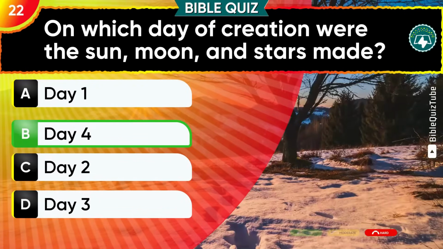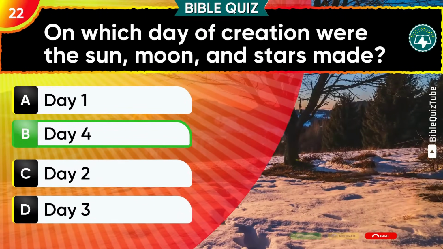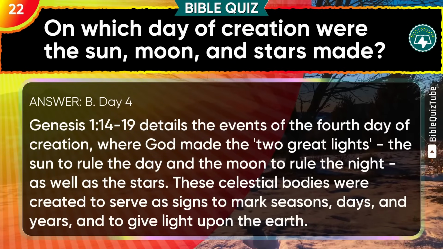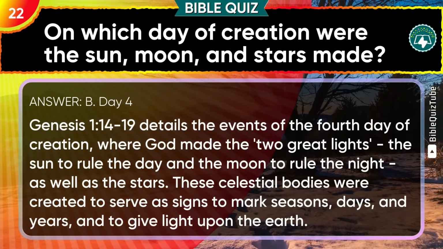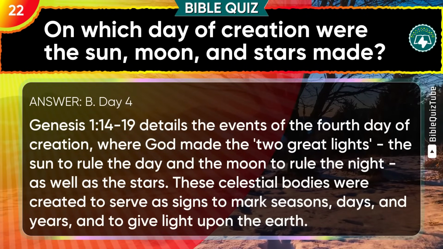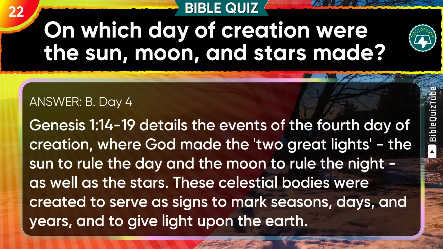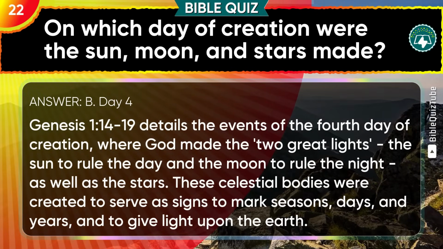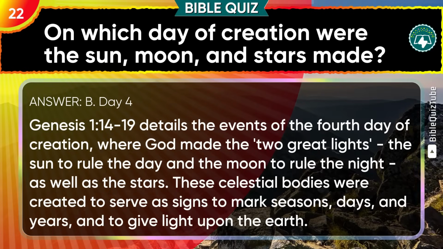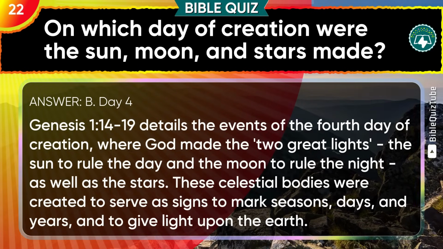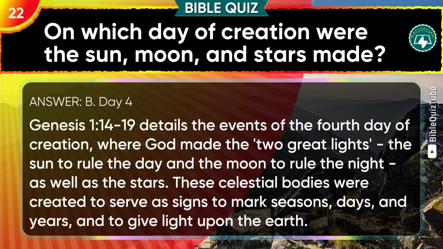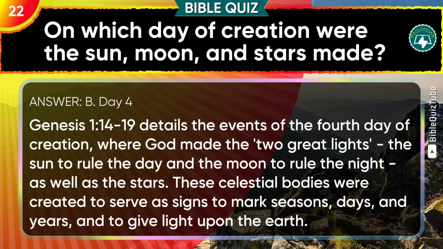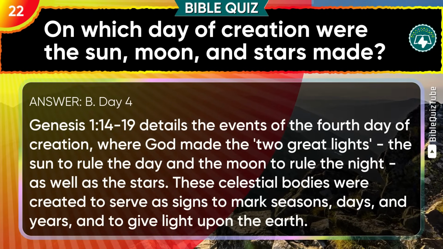Right on target. The answer is B. Day 4. The explanation. Genesis chapter 1 verses 14 to 19 details the events of the fourth day of creation, where God made the two great lights, the sun to rule the day and the moon to rule the night, as well as the stars. These celestial bodies were created to serve as signs to mark seasons, days, and years, and to give light upon the earth.